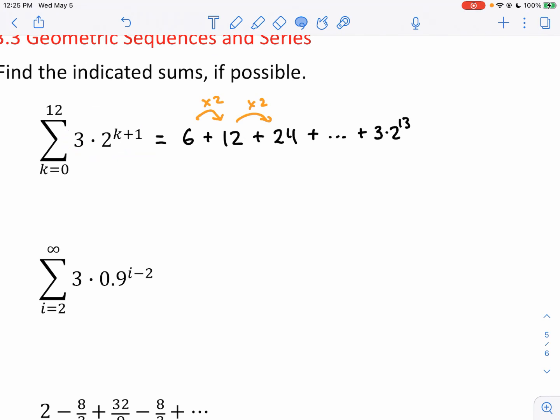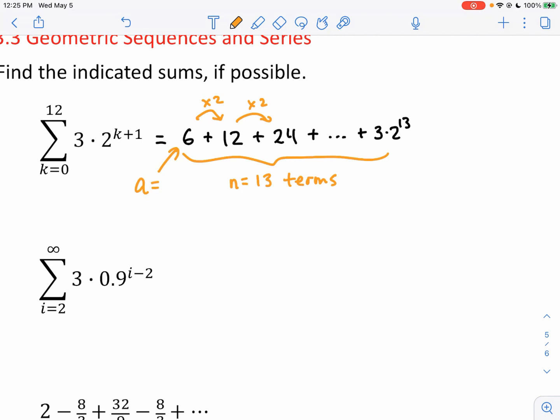So that's important to discover what the ratio is. And for partial sums, we need to also know how many terms there are. So we've got to determine how many terms we have here. And if you recall, the way to do that is to do final value minus initial value plus 1. So we do 12 minus 0, which is 12, add 1 is 13. So there's 13 terms. So that's the n in our formula.